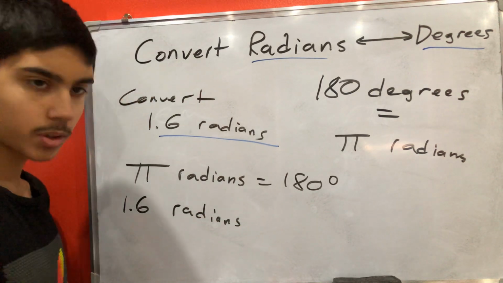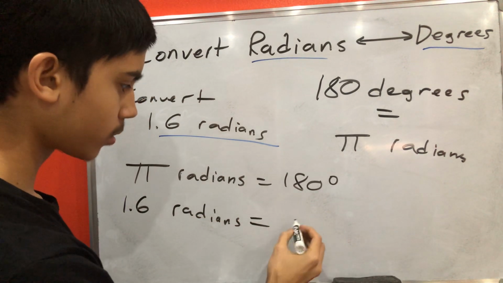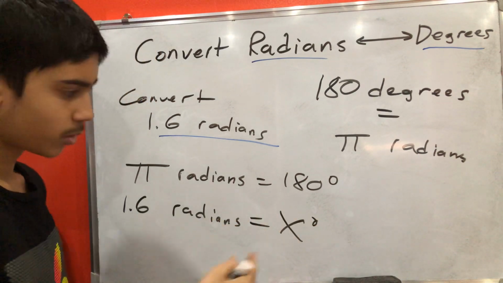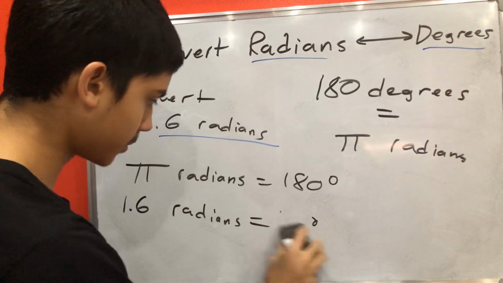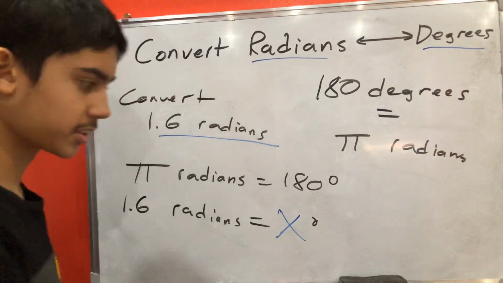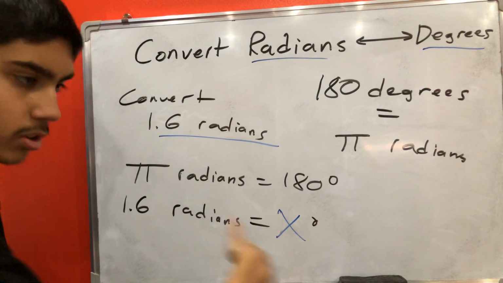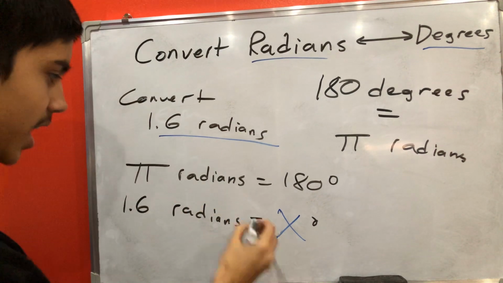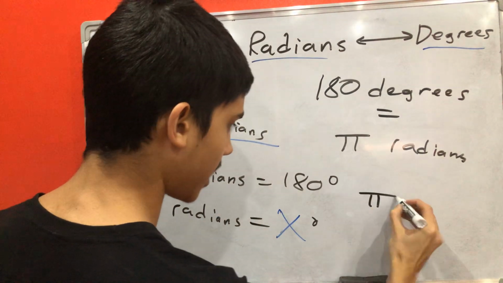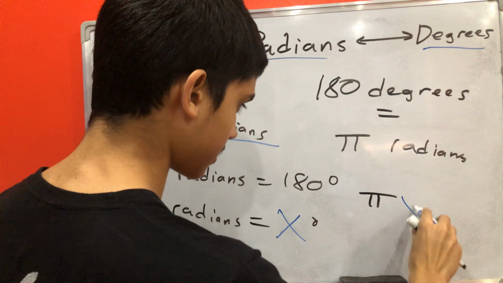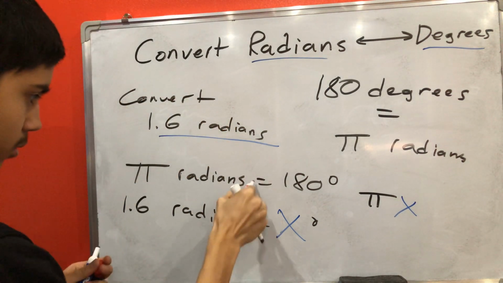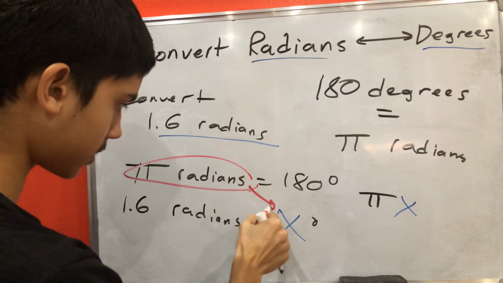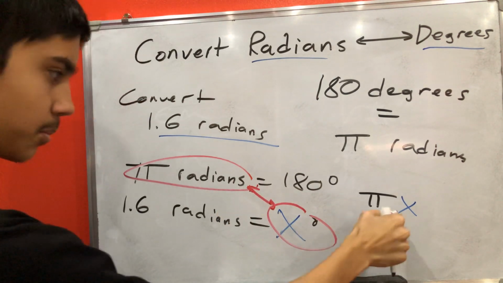Right? And now we don't know the degrees, so we say x degrees. Whatever we cannot fill, we just say x. So now we're going to cross multiply. We get pi x when we cross multiply just like this. We multiply this with this, and we get pi x.